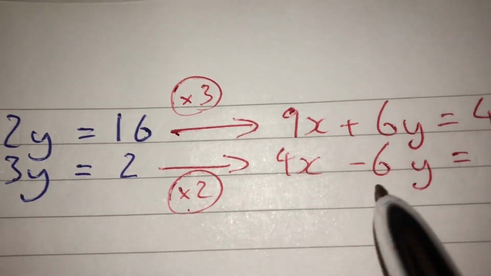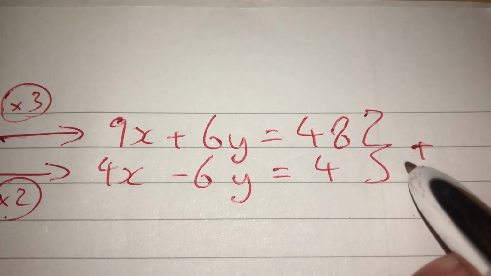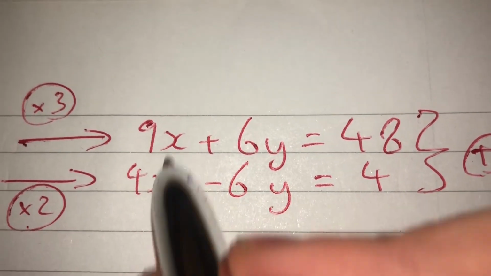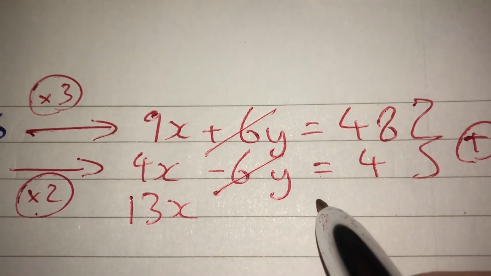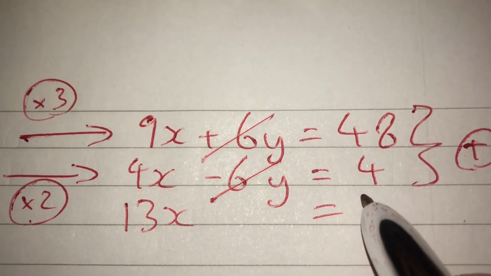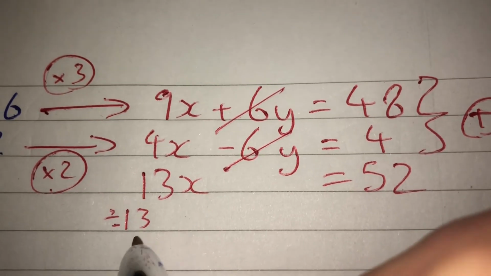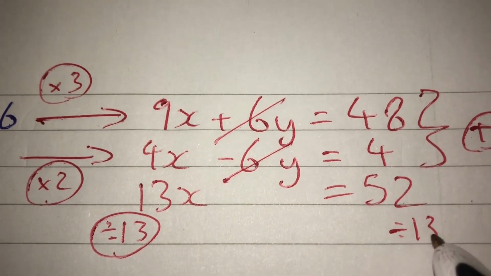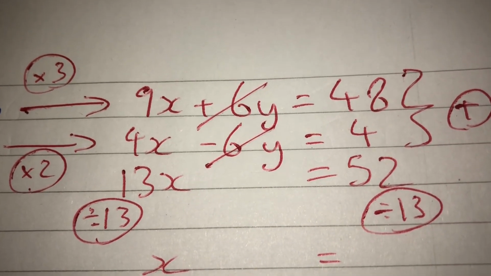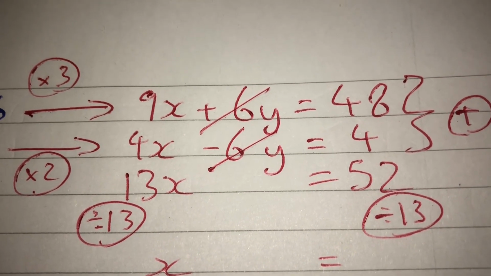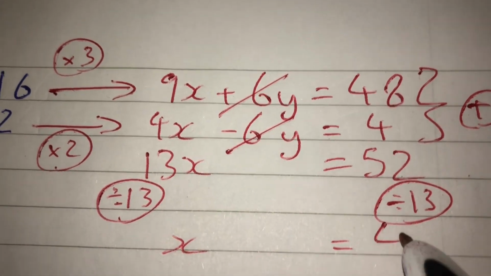Okay? The signs are different for what I'm trying to get rid of, so I add. Okay? So 9x plus 4x is 13x. They cancel. 48 plus 4 is 52. And now we simply divide by 13 to get rid of that 13x. Okay. And we do 52 divided by 13, which gives me 4. So x is 4.